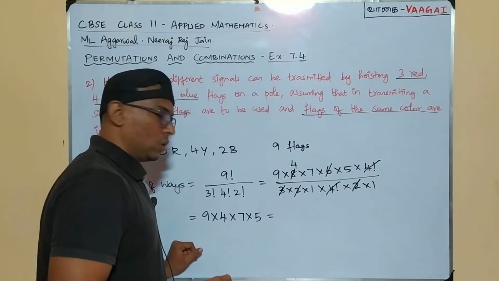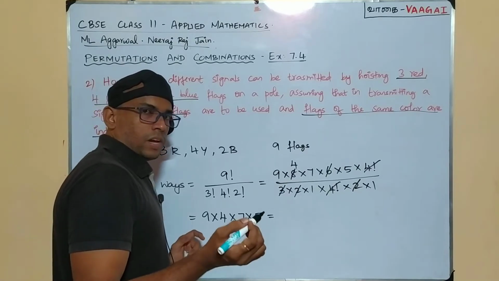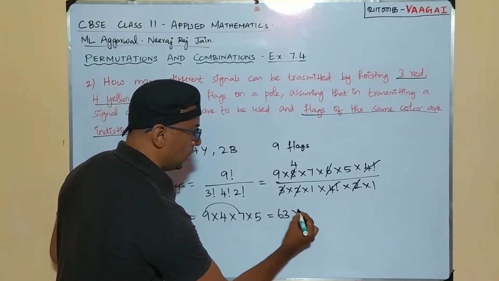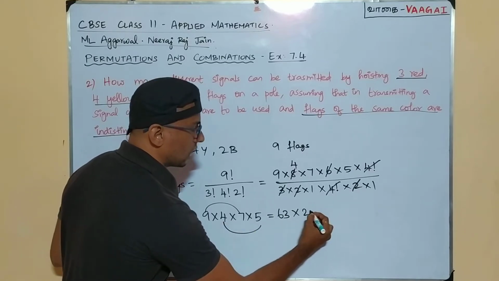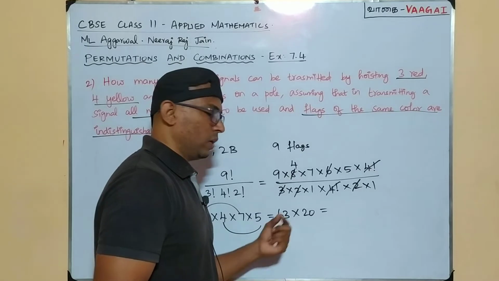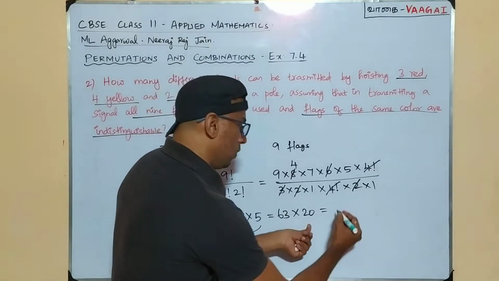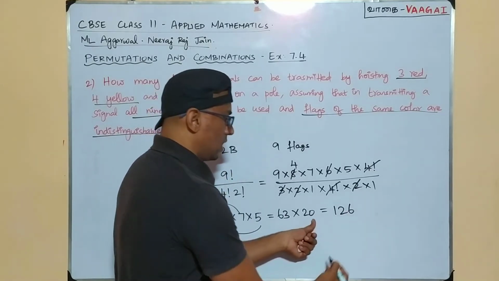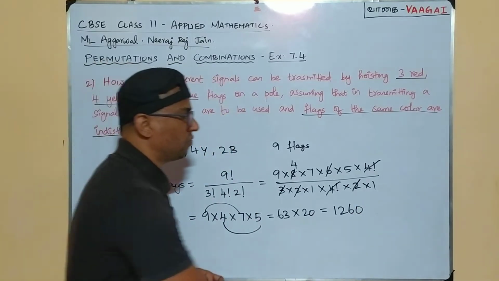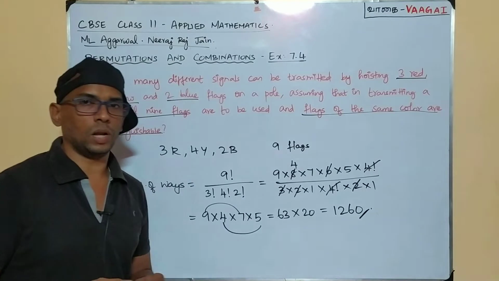So this will be equal to, so just take the numbers, make your choice in a nice way. 9 7s are 63 multiplied by 4 5s are 20, right? So that means we have 63 times 20. So 63 into 2 will be basically 126 and place a 0 there. So 1260 will be the final answer for this question number 2.